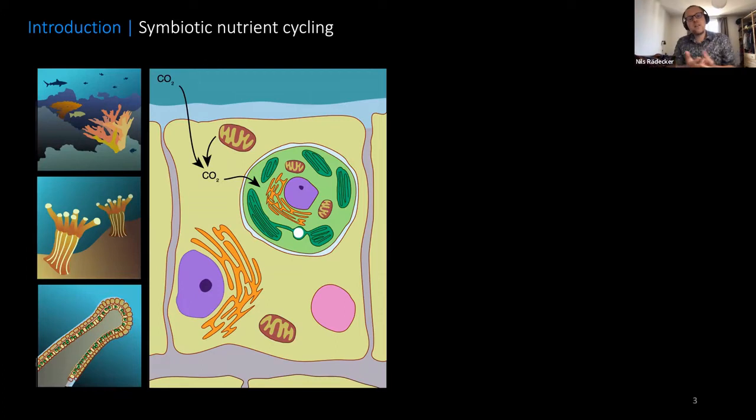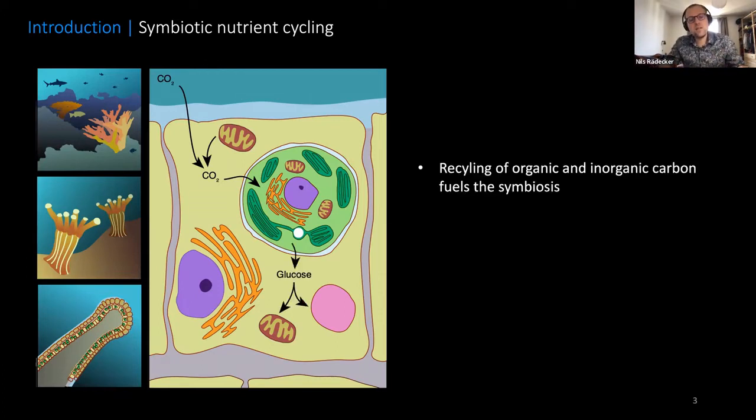A part of this fixed carbon from algal photosynthesis, in turn, is translocated back to the host, where it fuels the host metabolism and in turn gets respired. As it gets respired, it turns again into CO2. So we have this nice efficient feedback loop where inorganic and organic carbon are constantly recycled in the symbiosis, thereby allowing it to sustain very high productivity. Of course, this only works as long as we have the algae willing to share the fixed carbon with their host. And currently, we believe the reason for this is the conditions these symbioses commonly occur in, which are oligotrophic.